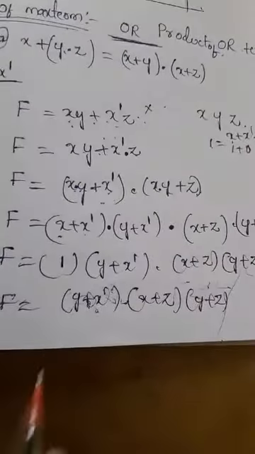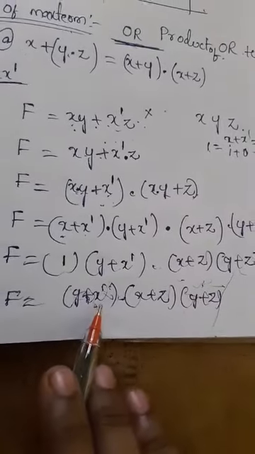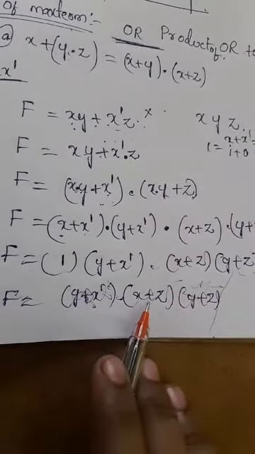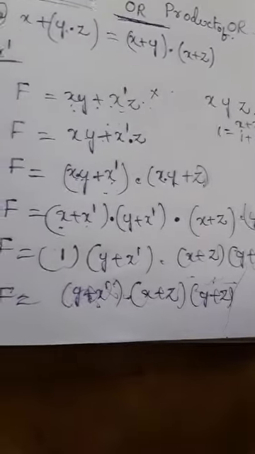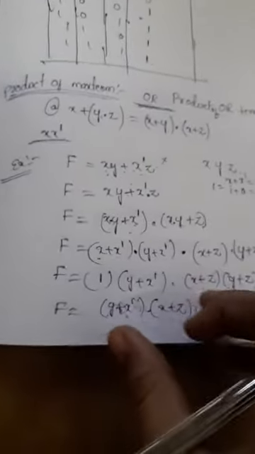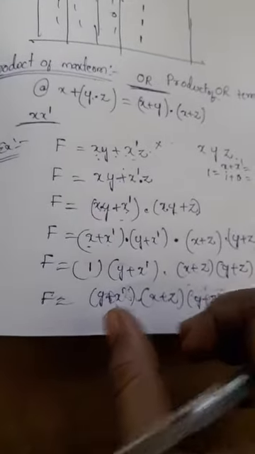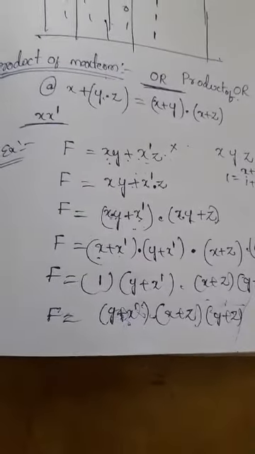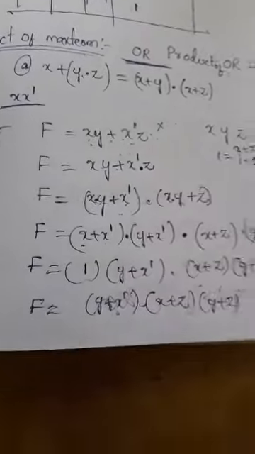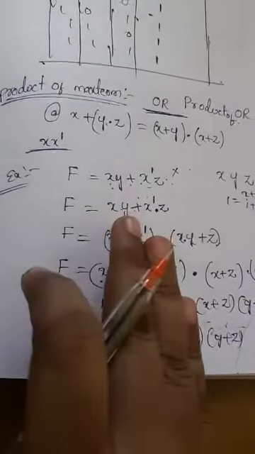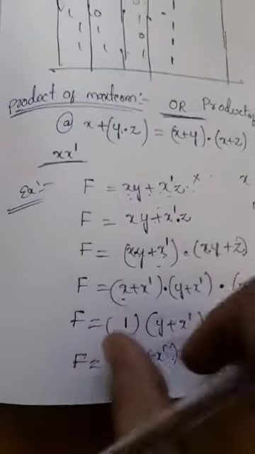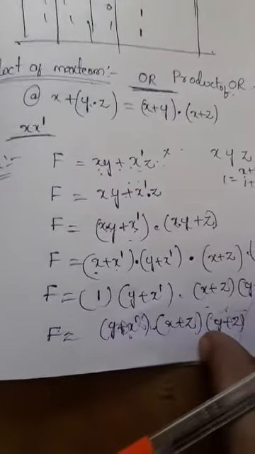But in the first term, z is not there, in the second term y is not there, and in the third term x is not there. Okay, so what is the next step? If any variable is missing in the Boolean equation, the next step is that the missing variable is present in the term.